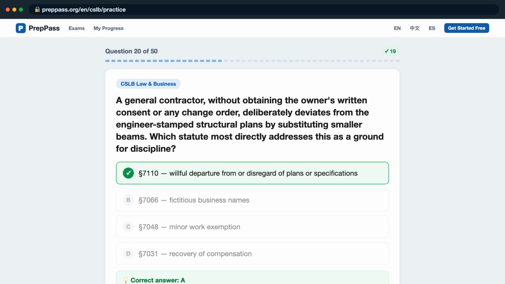BNP Section 7110 makes it a cause for disciplinary action when a licensee willfully departs from or disregards plans or specifications in a material respect without the consent of the owner or person entitled to have the work performed as agreed. The substitution of smaller beams in defiance of stamped plans falls squarely within this section.